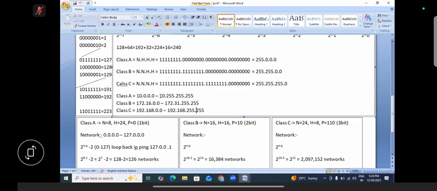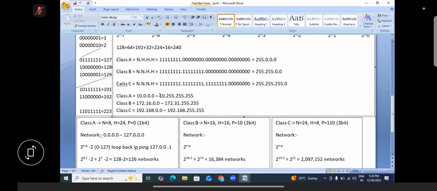Class A, 10.0.0.0 to 10.255.255.255. Class B, 172.16.0.0 to 172.31.255.255. Class C, 192.168.0.0 to 192.168.255.255.